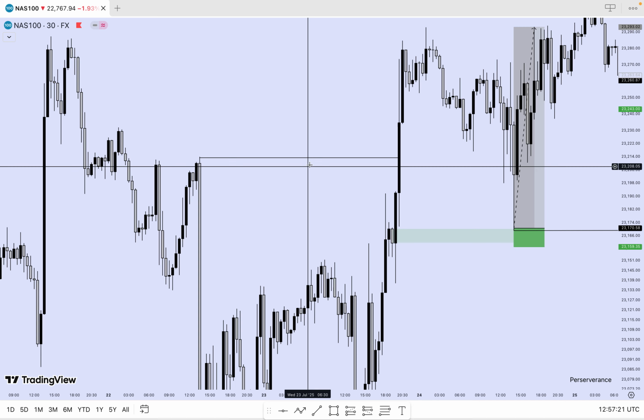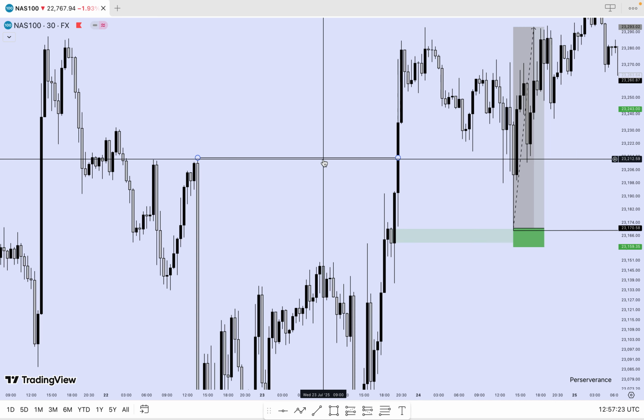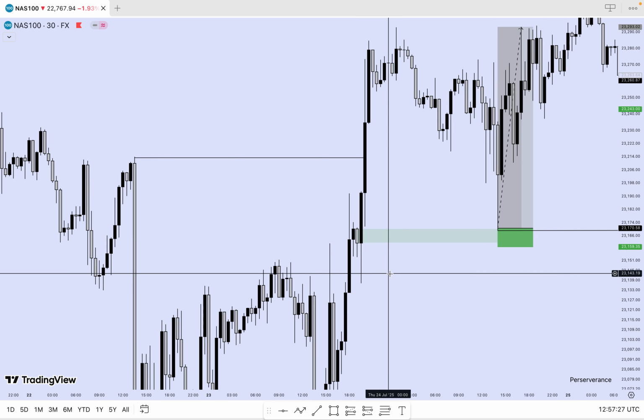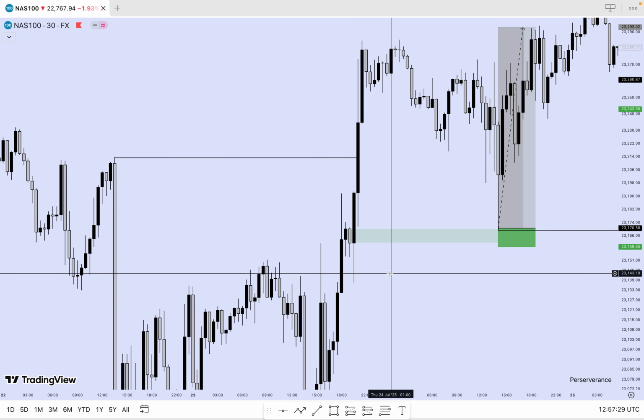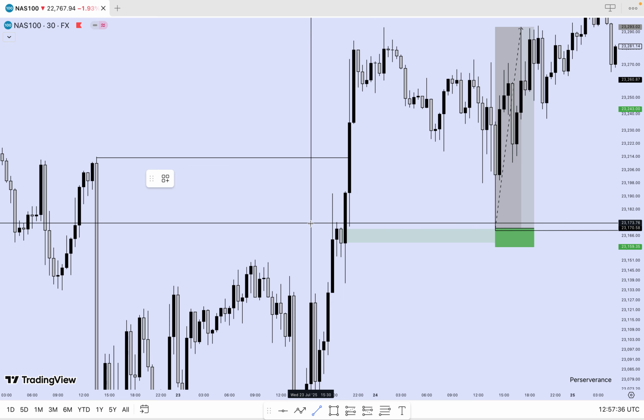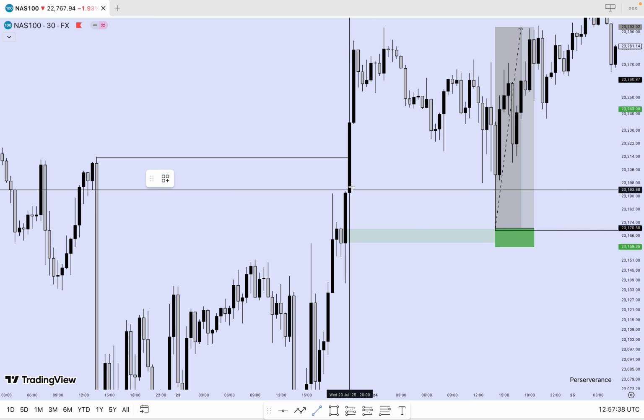Now this is an example of a break of structure, right? Market break structure, and then this POI here, which means the order block. Another thing you need to take note of is the inducement can be in multiple candles. It does not have to be one single candle. It can be in one single candle. It can be in multiple candles.